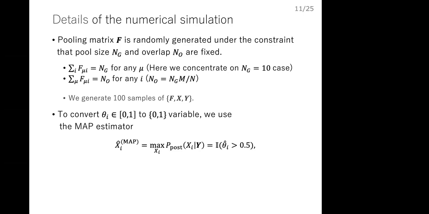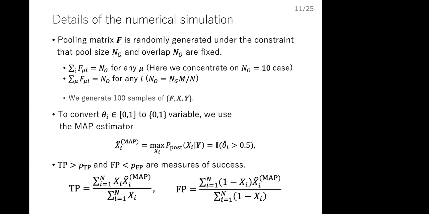In the inference, we obtain the infection probability of each patient. The purpose is to identify the patient's state that is given by 0 or 1. So we need to convert a continuous variable from 0 to 1 to a discrete variable 0 or 1. We use the MAP estimator, which takes 1 when the infection probability is larger than 0.5 and 0 when the infection probability is less than 0.5. And we quantify the performance using the true and false positive rates denoted by TP and FP. TP larger than PTP and FP smaller than PFP indicate that the error caused by the test is corrected by group testing.